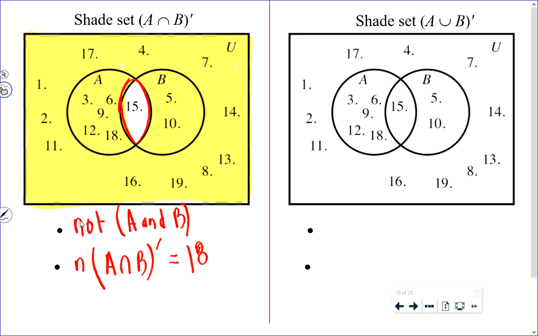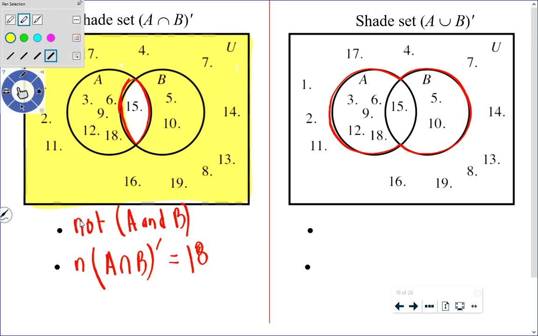And then this, not the union of A and B. Well, you should know that the union of A and B is everything inside of this snowman shape lying on his or her side. And that means that the complement of that is everything else.